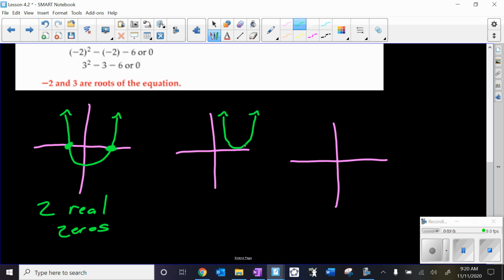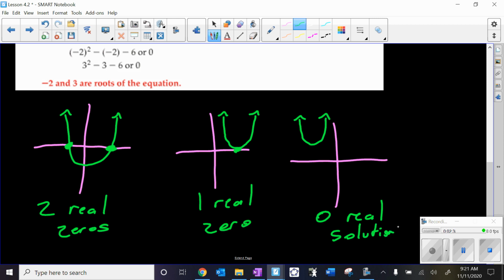Another option would look something like this. Kind of hard to draw this one, but really, in this scenario, I'm saying it touches the x-axis and then bounces right back up again. In this scenario, we would have 1 real zero. And then the last idea would look maybe like this, where it doesn't cross the x-axis at all. In this scenario, we would say that there are 0 real solutions, or zeros. There are solutions to it, which we'll eventually talk about, but in this section, there would be 0 real solutions.